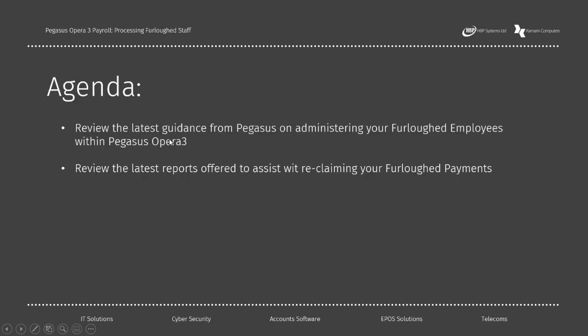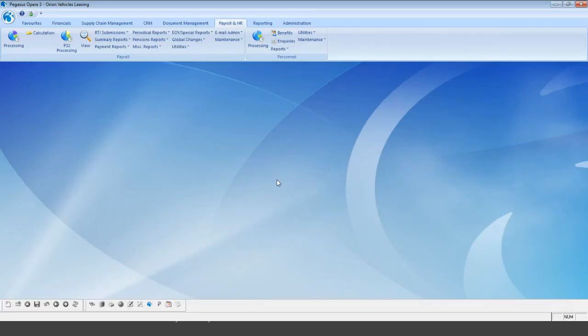Fantastic. So once again, the agenda for today is to review the latest guidance from Pegasus and administering the furloughed employees. And we're also going to look at the brand new reports that have been enabled by Pegasus to really help what the calculations need to be for reclaiming your furloughed values. Those are brand new. They have only been working literally for the past few days. So you're going to get a sneak peek on what those look like. And we'll be sending all the details across very shortly on how to load those through. But they are exceptionally great when it comes to understanding what needs to be applied when it comes to the reports. So what I'm going to do is let's jump straight into Pegasus.